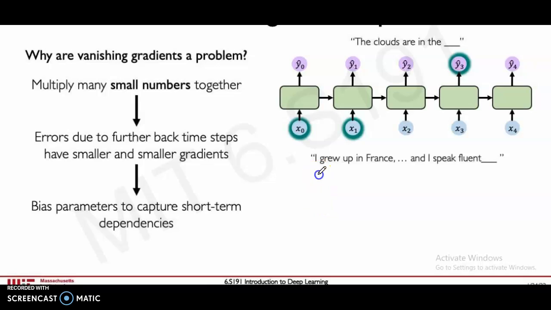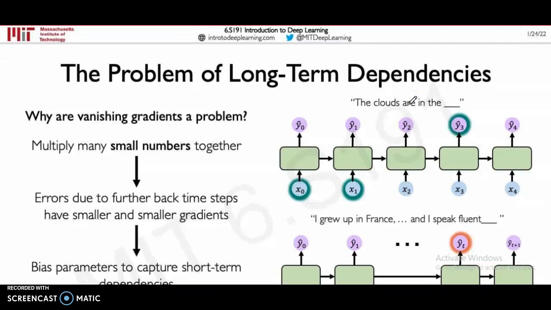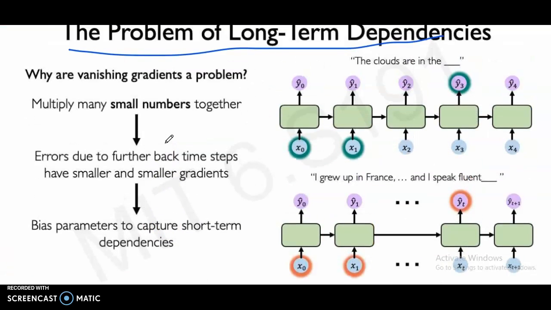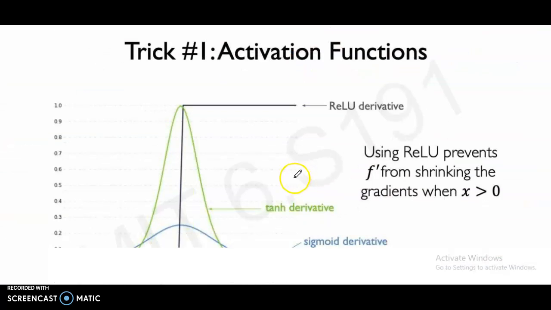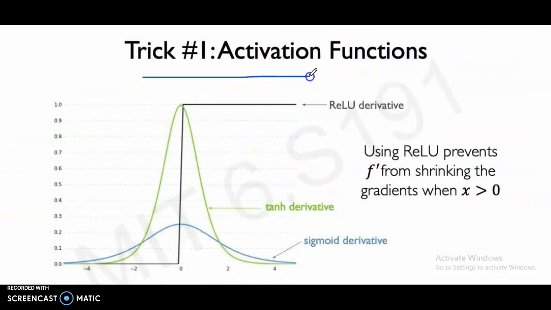I grew up in France and they speak fluently like this. Here small, here small, here small. The problem of long-term dependency: x0 happens, x1, y1 is kept, and then x0, x1, y2 also happens. Small. Trick: the activation functions.